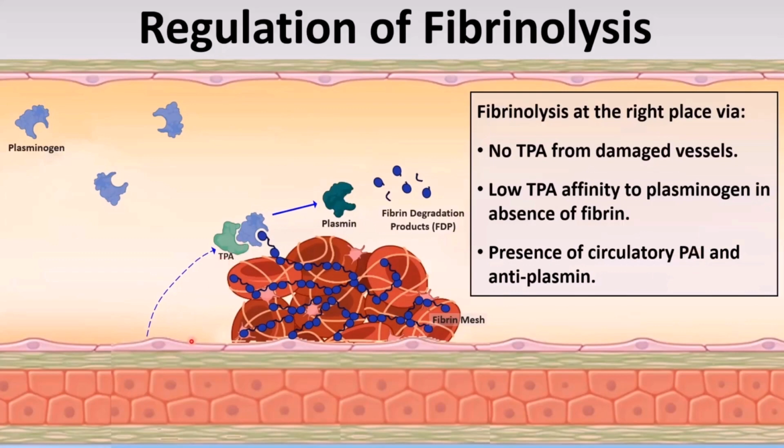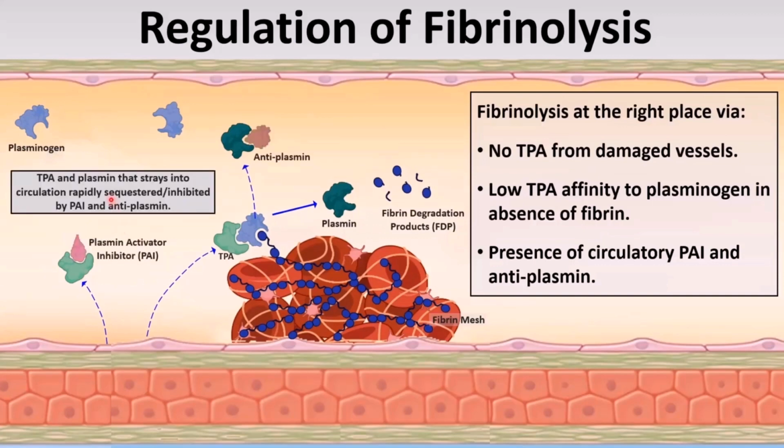To illustrate this better, you can imagine that sometimes you may have activated plasmin and also TPA straying off into the circulation. So occasionally there will be plasmin and TPA floating around. To make sure that these stray plasmin don't go around cleaving off fibrin when it is not needed yet, there are other circulatory proteins that help to quickly scavenge all these stray plasmin, and that would be your antiplasmin as well as your PAI.